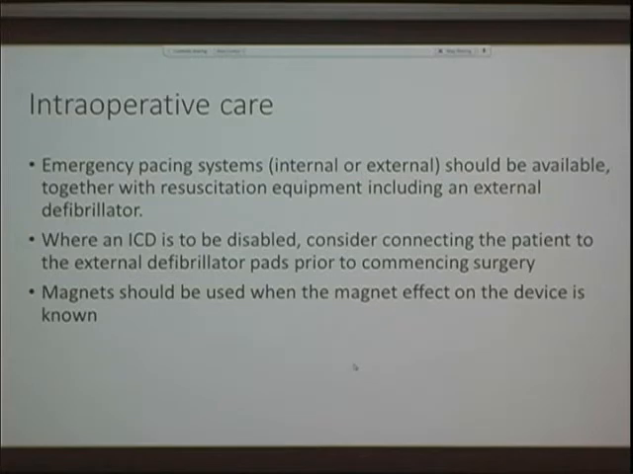Intraoperative care: emergency pacing systems should still be available with resuscitative equipment. If an ICD is to be disabled, the patient should ideally be on telemetry from the time it is disabled to the time that it is enabled back in the PACU. And magnets can be used if you know the effect of the magnet on the device.